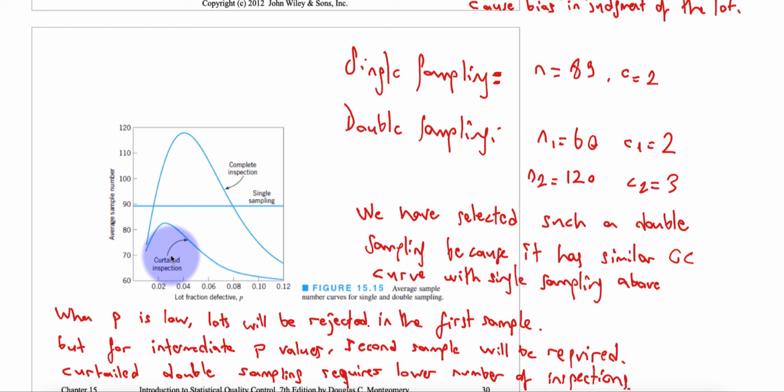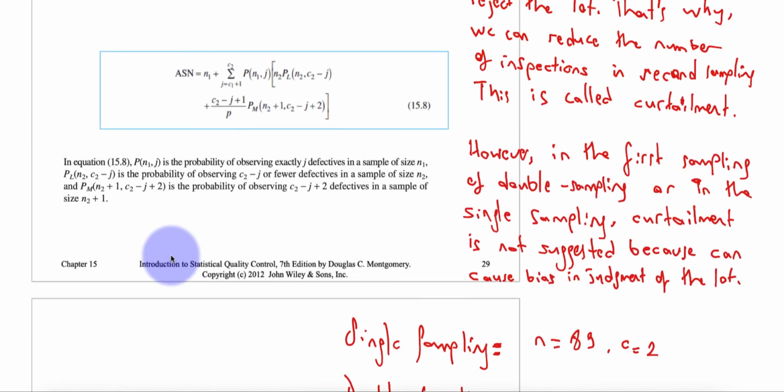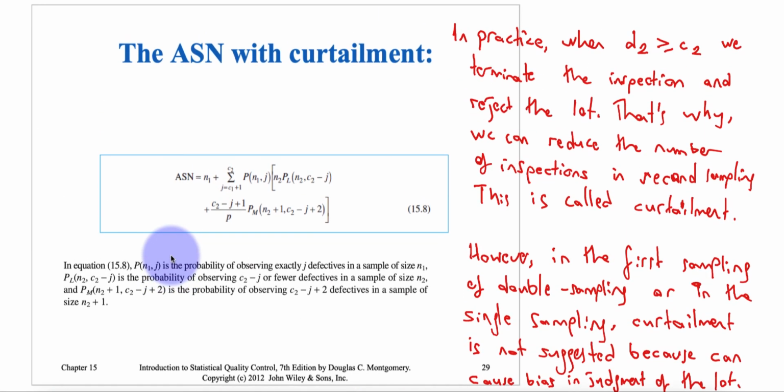But in practice, we can make curtailment. Curtailment means that when D2 is greater than C2, so the defective units in the second sample is greater than the acceptance level of the second sample, we can terminate the inspection and reject the lot immediately. So in this way, we can reduce the number of inspections in the second sampling, and this is called curtailment, okay?